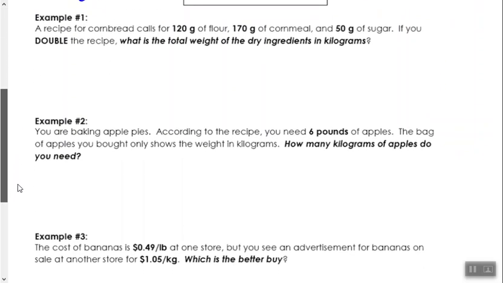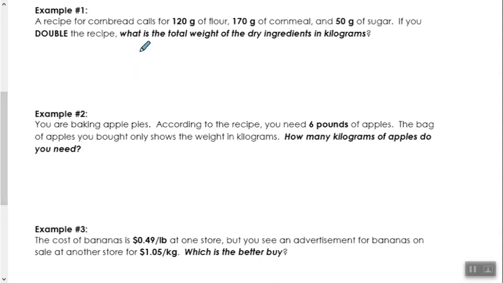Okay, so first example, we have a recipe for cornbread that calls for 120 grams of flour, 170 grams of cornmeal, and 50 grams of sugar. And you want to double that recipe. You got a bunch of people coming over and you want some cornbread. So what's the total weight of your dry ingredients in kilograms? Okay, so taking a look here, I'm going from grams, grams, and grams to kilograms. So I'm not actually going out of the SI system. So grams, kilograms, I'm staying within that.